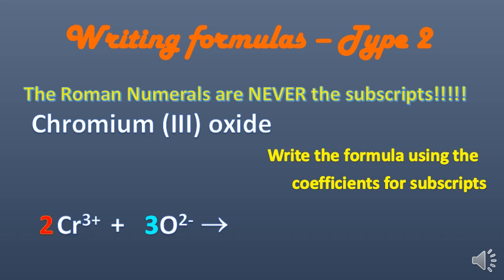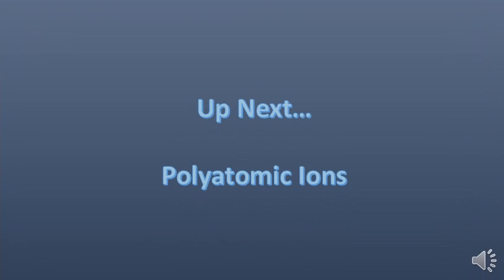Now we're going to write the formula using the coefficients for subscripts. And since there's no ones, we're done. Next, we're going to start using those polyatomic ions.